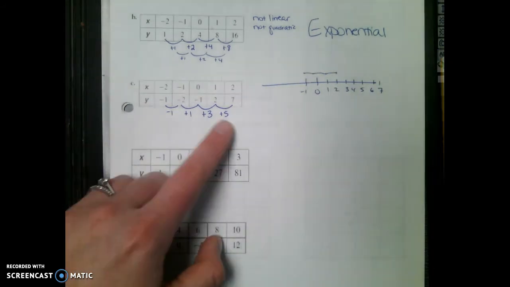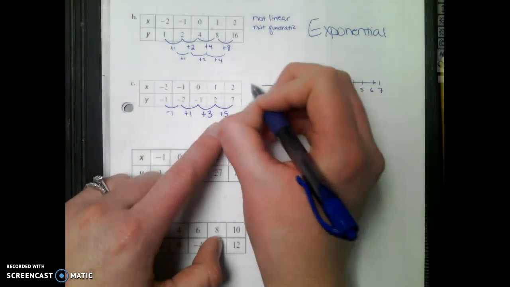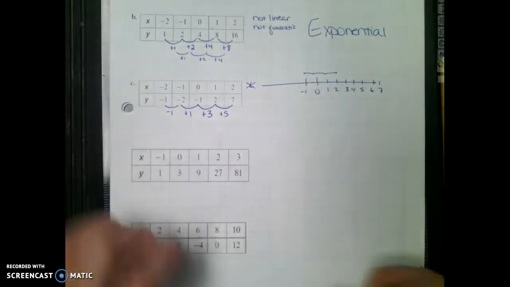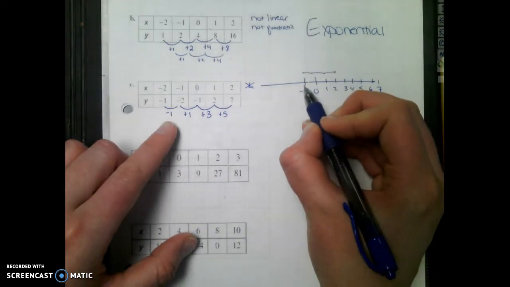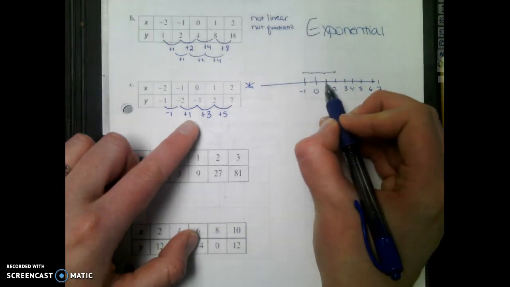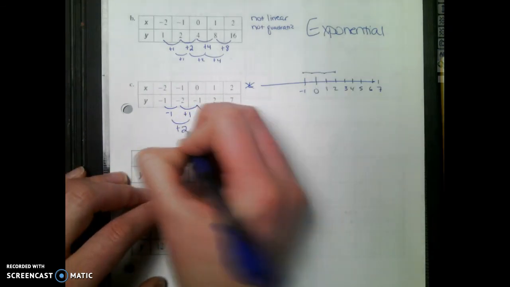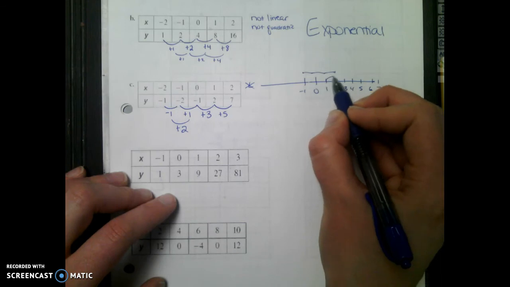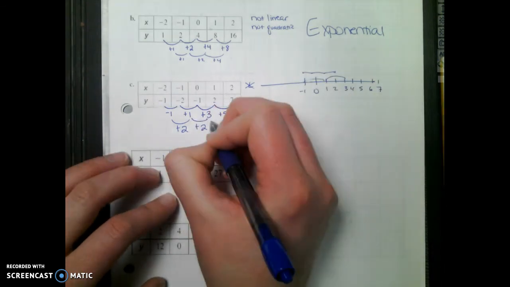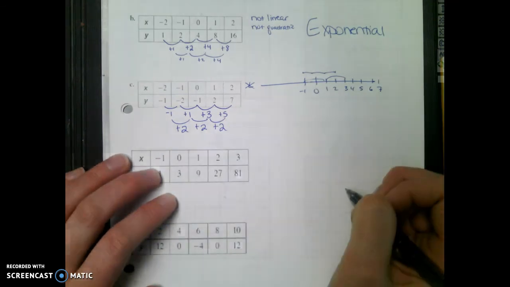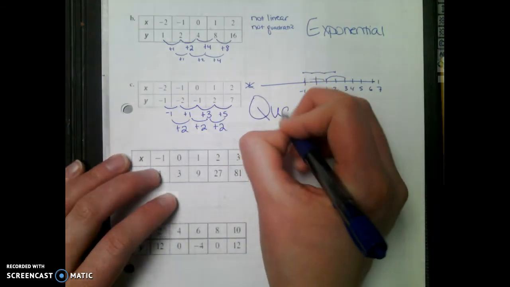Okay, so are the first level of differences the same? No, so it's not linear. We can cross linear out. Now let's try the second level of differences. How do I get from -1 to +1? +2. How do I get from 1 to 3? +2. And from 3 to 5? +2. That means this is quadratic.